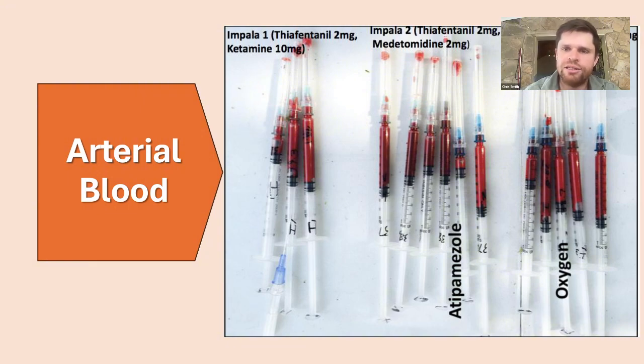So if we look at the animal in the middle there, which had thiafentanil and medetomidine, you can see the blood samples more on the left-hand side are quite dark. Then you can see that atipamezole was administered, and you can see how much richer that red becomes. That's basically an indication of much better oxygenation. So if you don't have your pulse ox with you, you can easily just take an arterial blood sample, and this does give a good indication of the arterial blood oxygenation levels.